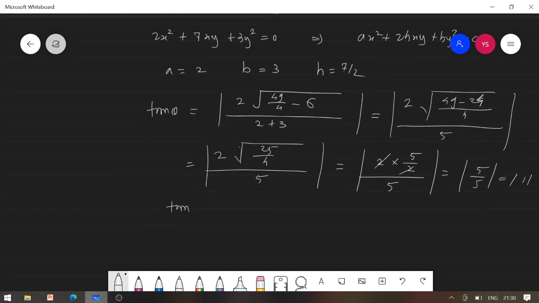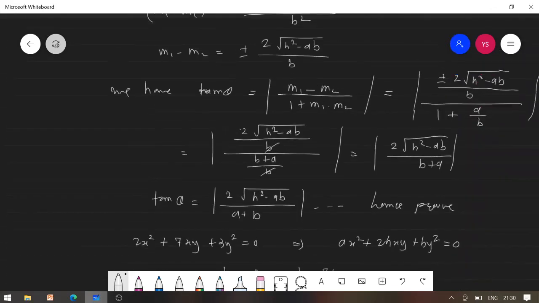So tan θ is 1. That implies θ equals tan inverse of 1. Tan inverse of 1 becomes π/4 or 45 degrees. Hence the acute angle between the lines represented by 2x² + 7xy + 3y² = 0 is given by π/4 or 45 degrees.